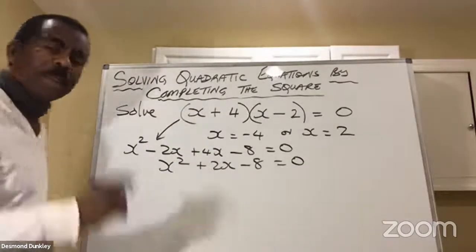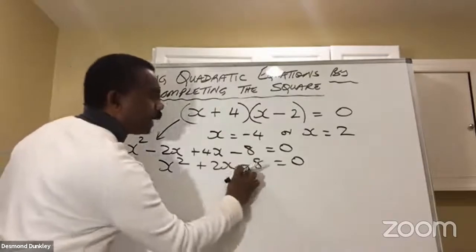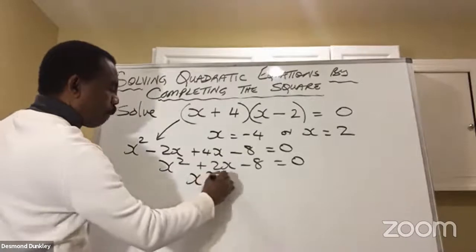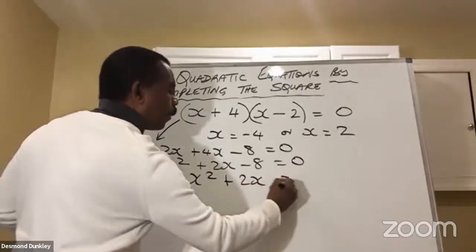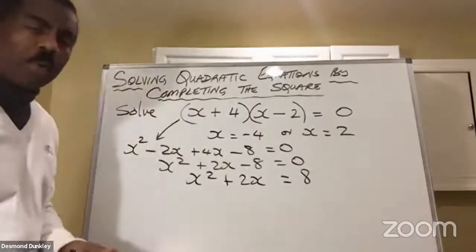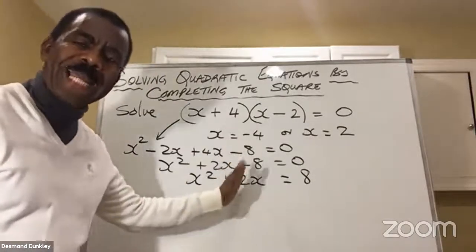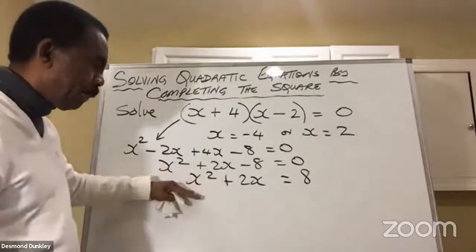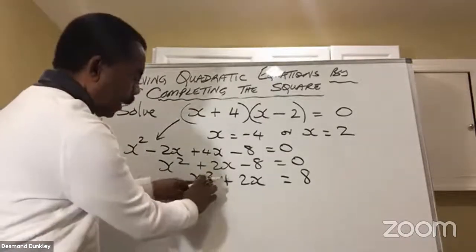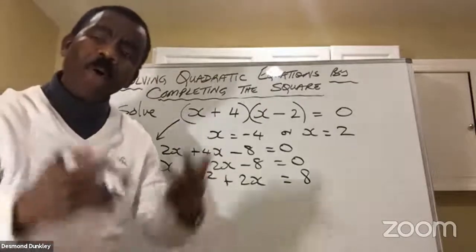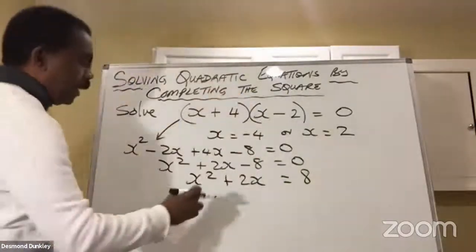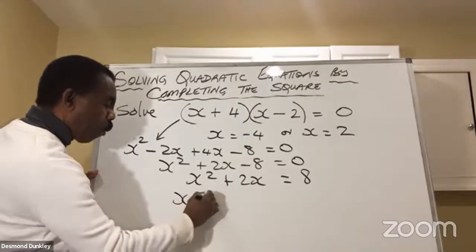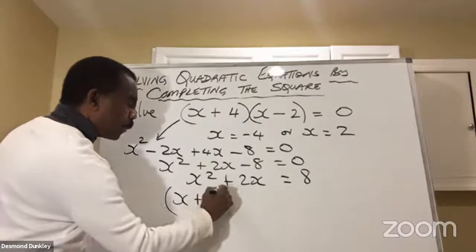Okay, so the first thing we do is we move the negative 8 over to the other side. So now we have x squared plus 2x equal to positive 8. How do we get rid of this negative 8? We add 8 to both sides. So now we're ready to complete. This step is called completing the square. In order to have a 2 in the middle, it means that we must have (x + 1) squared.